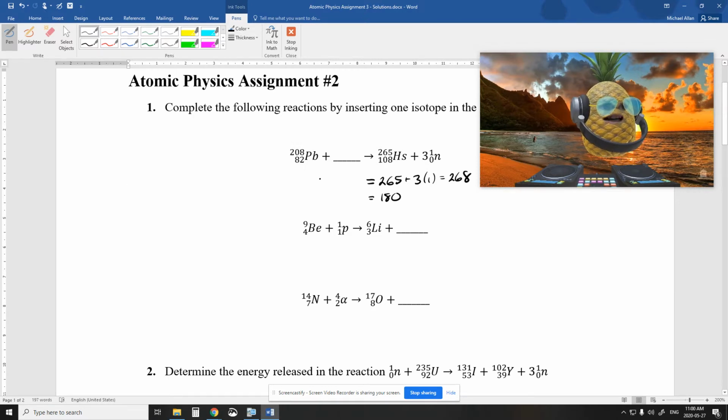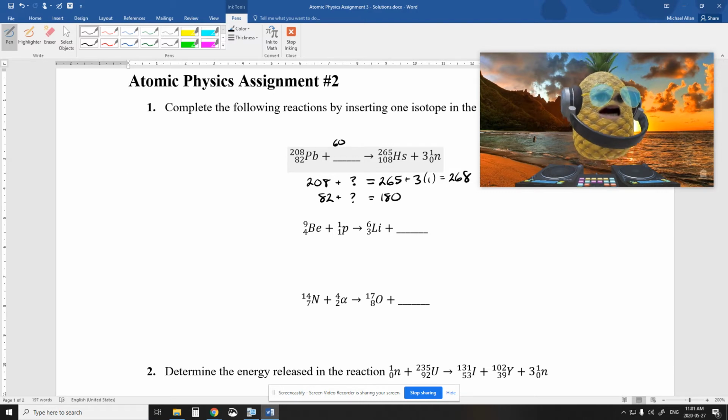The top number on this side so far, we have 208 plus something we don't know. It's got to add up to 268. So it kind of looks like that's going to be 60, just based on what we have there. That top number is going to be 60, and the bottom number is going to be 82, plus some other unknown number. So let me just double check that one there. 98. So we got a 98 on the bottom here. Do we have a 98?